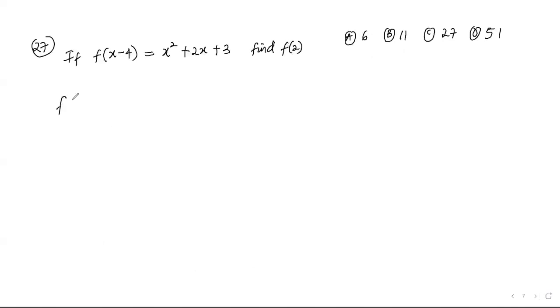Question 27. Well, we have f of x minus 4 is equal to x squared plus 2x plus 3. Now you want to find f of 2. This is really interesting. Now let me ask you a question. This is f of x minus 4, and now I want to find f of 2. So I want to ask you, what value of x, f of 2 is unknown, right? Good. So what value of x that you subtract 4 from and you get 2? I don't know if you get it.